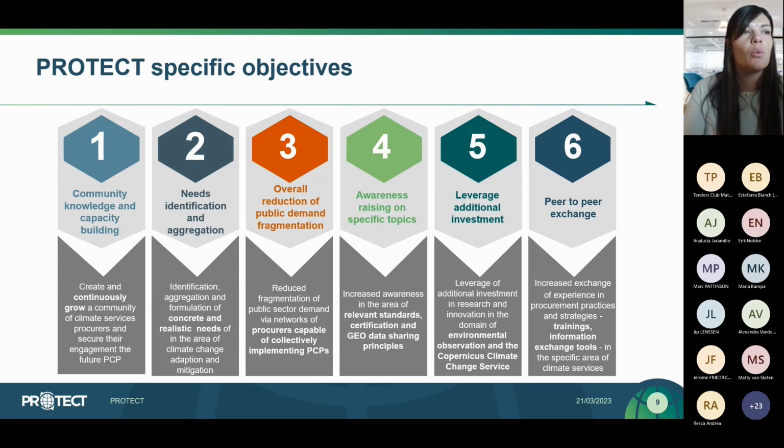And finally, we would also like to encourage you to have peer-to-peer exchange, because in this community, as you will see, there are different levels of maturity among users, among members. Some of you may have already conducted PCP in the past, some others may not know anything about PCP. And so we want to mobilize those members who have already conducted PCP to be ambassadors and to really share your experience and good practices that you have implemented in the past and make others benefit from them. So you will see in a second that we have a dedicated tool for that, which I'm going to present soon.